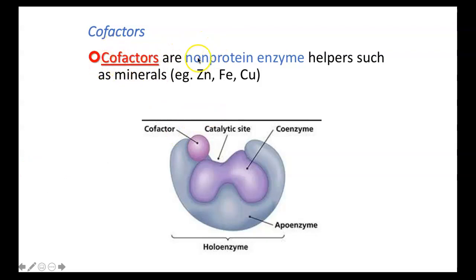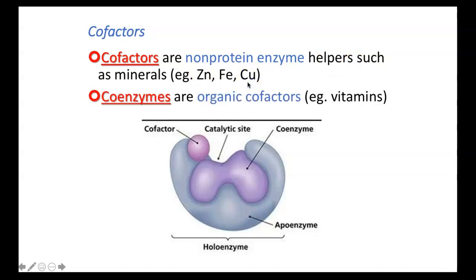A cofactor is a non-protein enzyme helper, so it's not a protein. It can be in the form of minerals like zinc, iron, and copper, or it can be in the form of vitamins. If a cofactor is organic, carbon-based, it is a vitamin like vitamin A, vitamin B, vitamin C. What they do is help the enzyme by stabilizing it. So right here you have a coenzyme, it's really big.